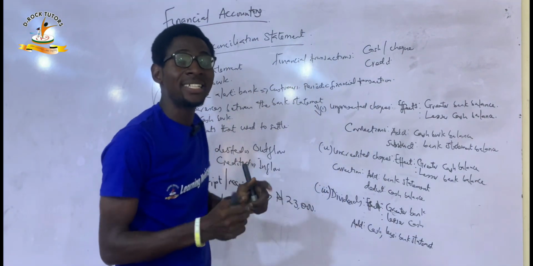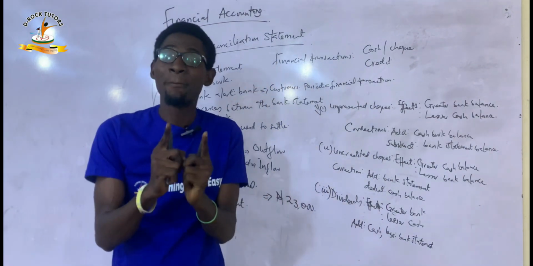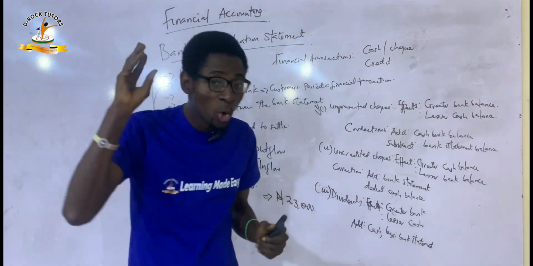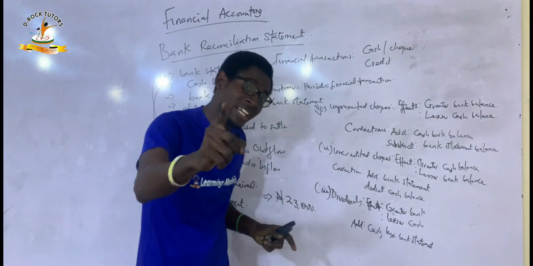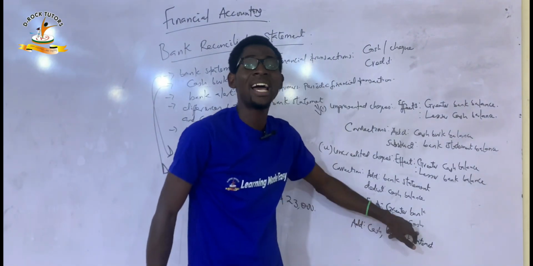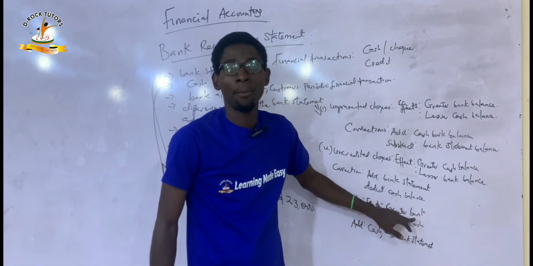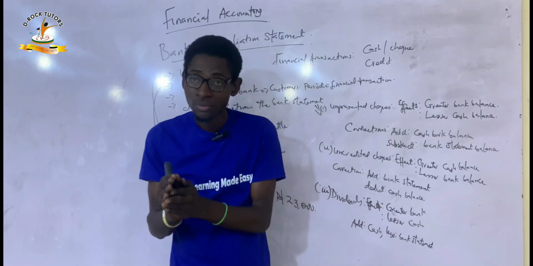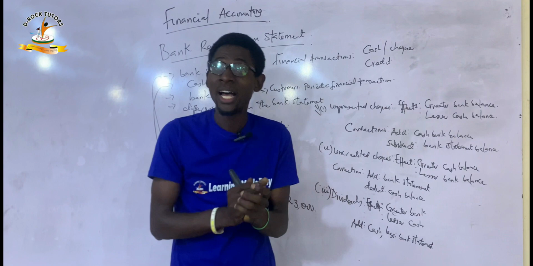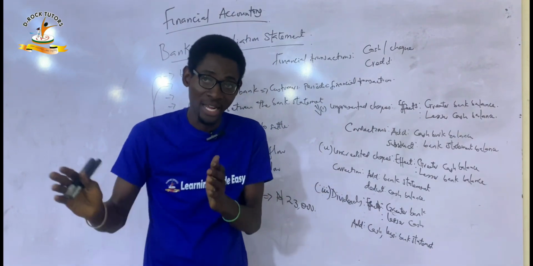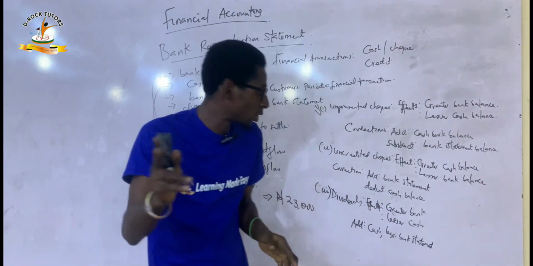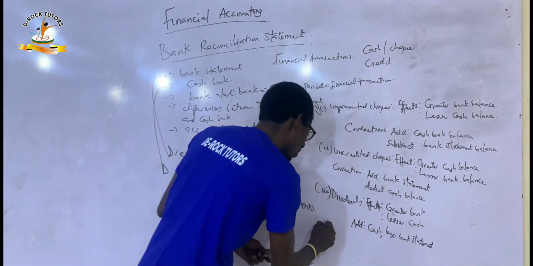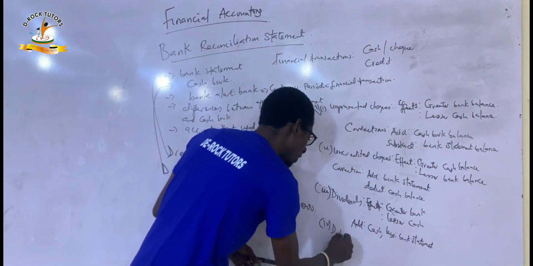But if they said dividend was deposited by cash to the shareholder, in that situation it will cause a greater cash balance and a lesser bank statement balance. So you make the correction the other way around. Another thing that can cause it is what we call dishonored check.